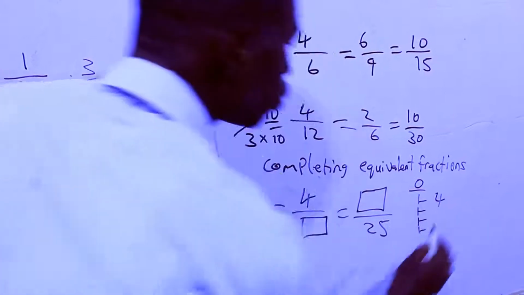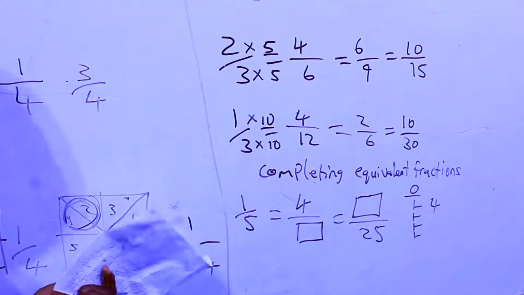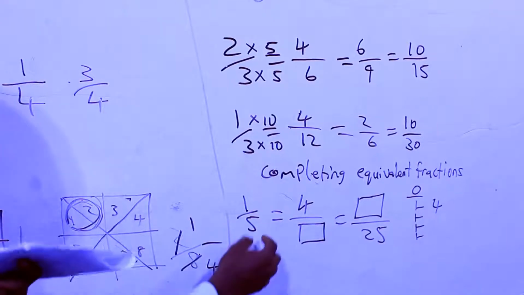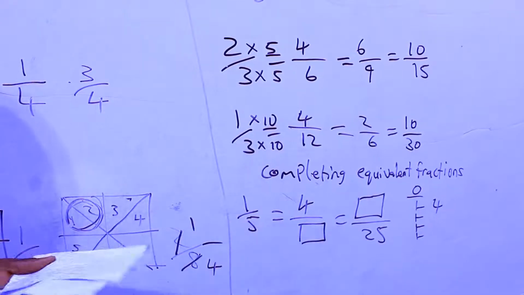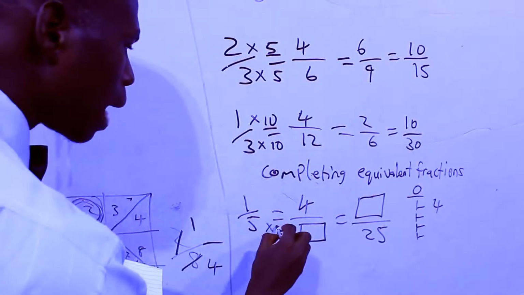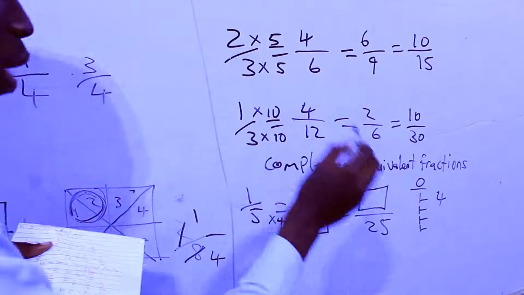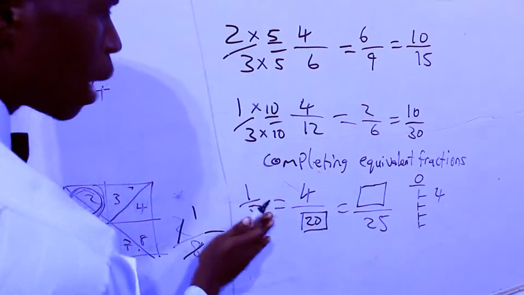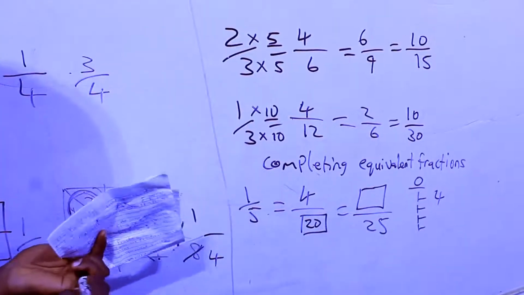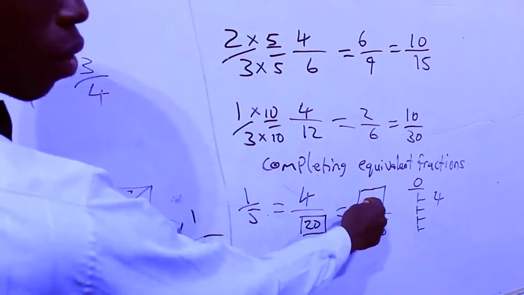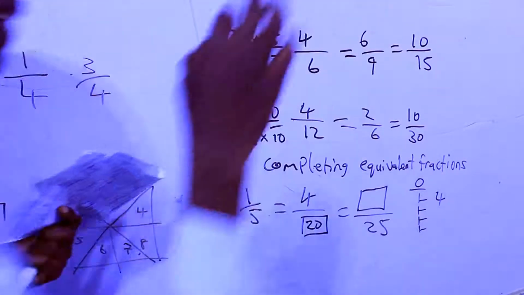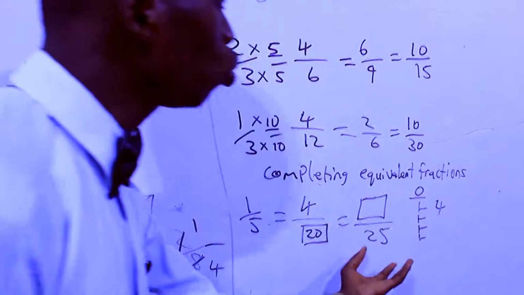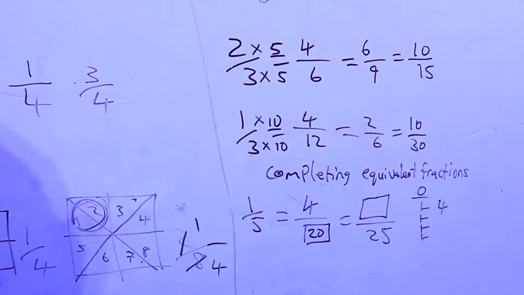That means it's only 4 that multiplied 1 to get 4. The same 4 should multiply 5. So 4 times 5 is 20. That means here is 20. Let's look at the next one. What is this? Nothing. What is here? 25. What happened to 5 to become 25? We don't know.